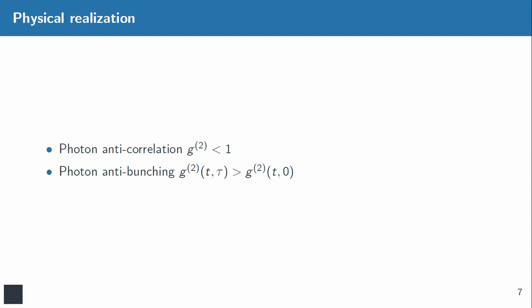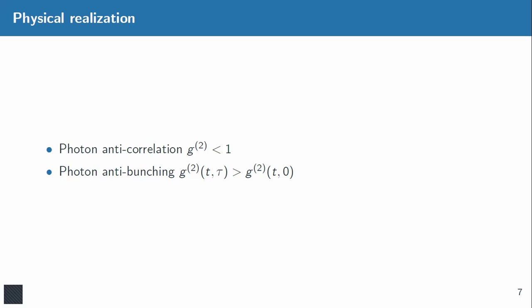So the photon anti-correlation phenomenon says that if we detect a photon at the first detector, then the probability of detecting a photon at the second detector is suppressed. So this tells us the distribution of the photons in the field. And the second property is the photon anti-bunching.